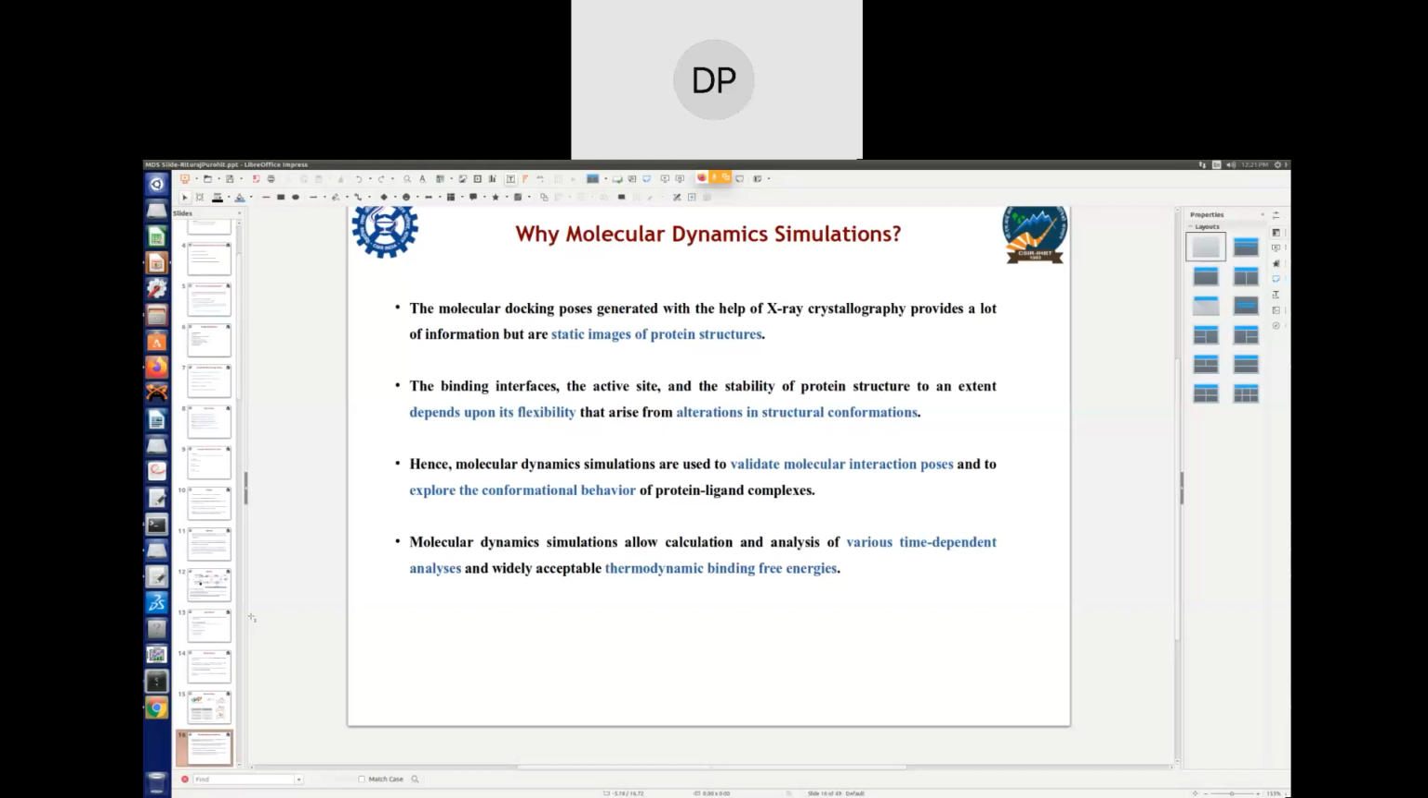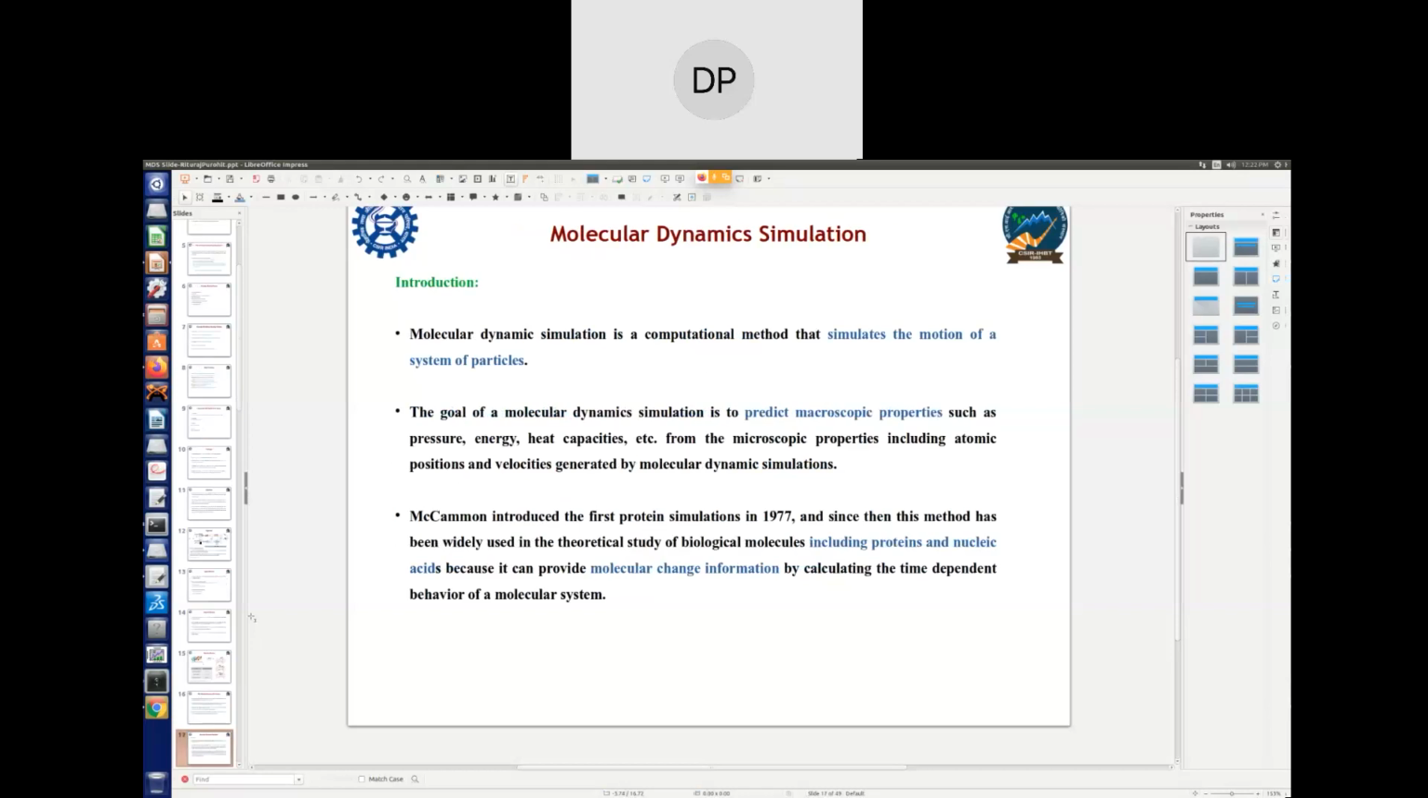So if you are performing molecular dynamics, with the help of computers you are applying the laws of physics over a particular period of time on the system, right? That's why we need a molecular dynamics simulation. Before starting, I will give some points introducing the molecular dynamics system. I mean, what is the MD simulation?